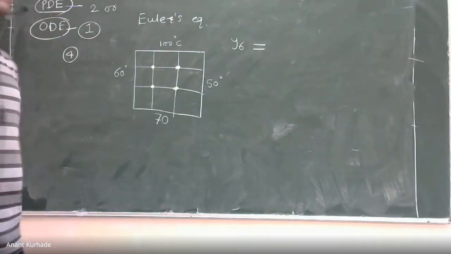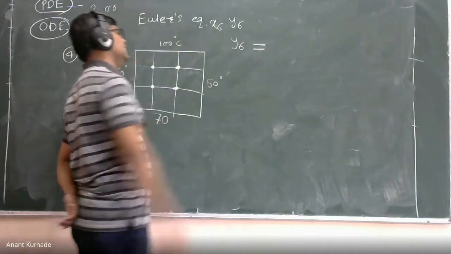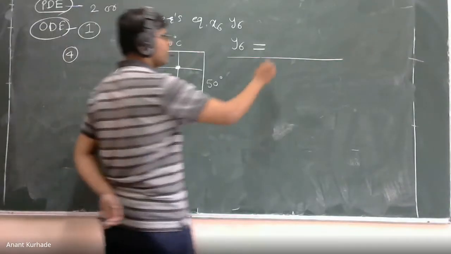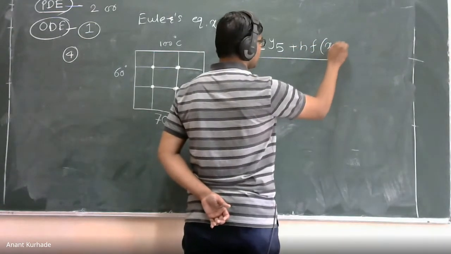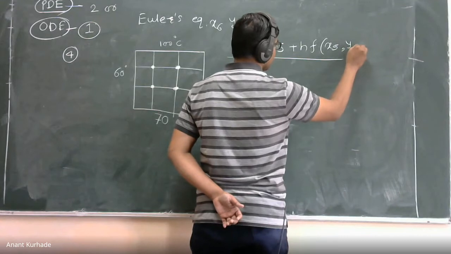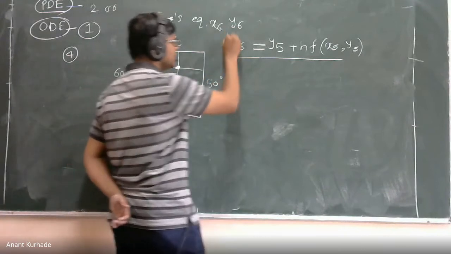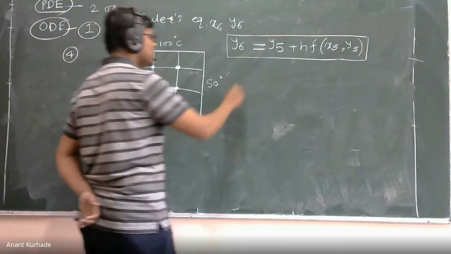You take reference of the values of previous iterations. Previously we had y5, and to find y6 we require x5. Now how can we write the formula of y6? y6 is equal to y5 plus h into f of x5, comma y5. Is it correct? Please tell me, is it correct? Now tell me, what is the formula of the Taylor series equation?